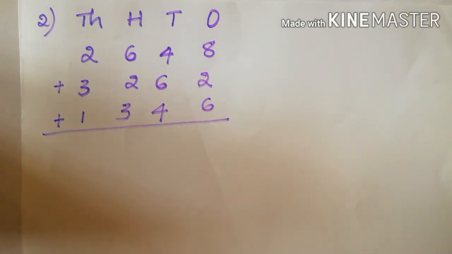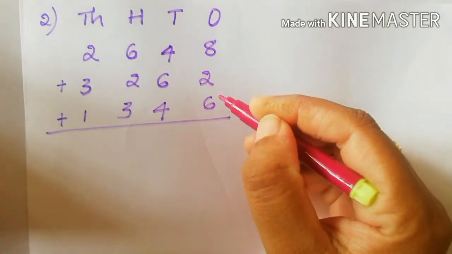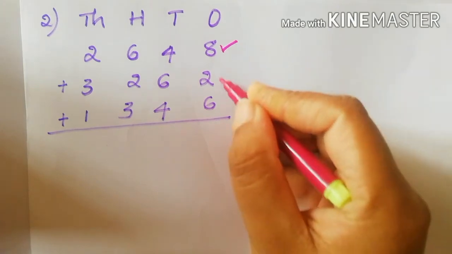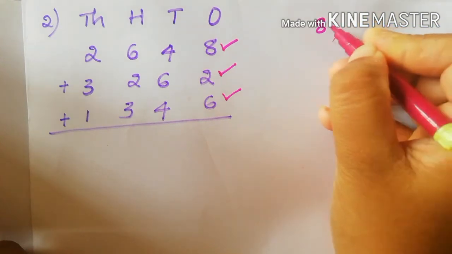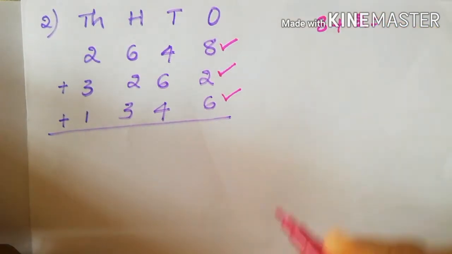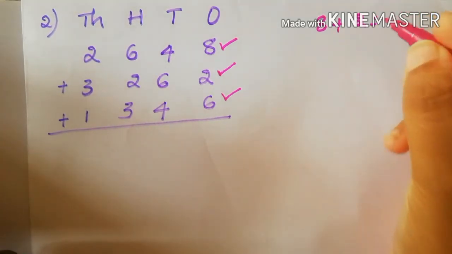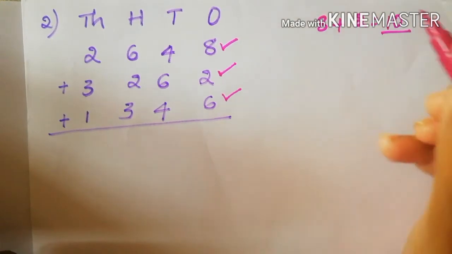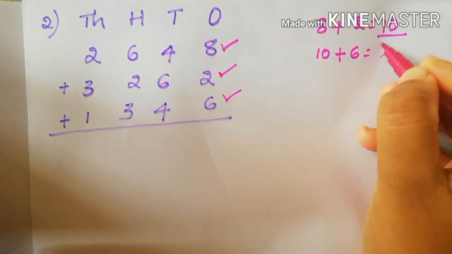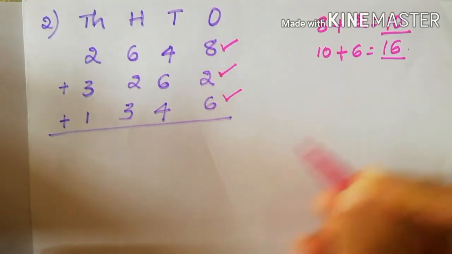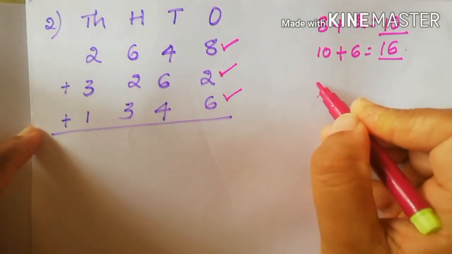Adding in the ones place: 8 plus 2 plus 6. Okay, 8 ones plus 2 ones plus 6 ones. 8 plus 2 is equal to how much? 8, 9, 10. Okay, 8 plus 2 is 10. Then 10 plus 6 is 16. Now we cannot write 16 in the ones place, so we have to do regrouping.